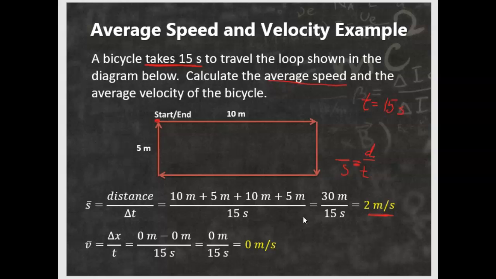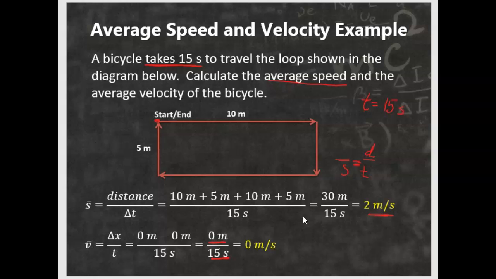Velocity, on the other hand, is displacement over time, the displacement that we ended up with over time. Well, we started here and we ended here, so our displacement is 0. It took us 15 seconds, and so our velocity would be 0 meters per second. Since there really is no displacement, we don't have to write a direction in this particular situation. But that's the difference between speed and velocity. Speed is distance over time, velocity is displacement over time.